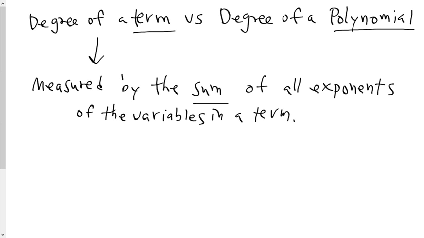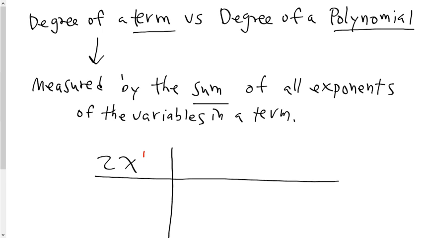So let's look at a monomial. Let's look at a term. Let's look at just simply 2x. How many variables do we have in that term? We just have one. And if I ask you, what is the exponent on that x? Well, it's not written, but it actually is the number 1. So when I ask what is the degree of the term 2x, we would say it has a degree value of 1.